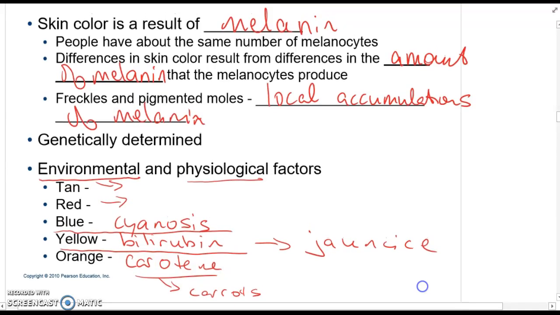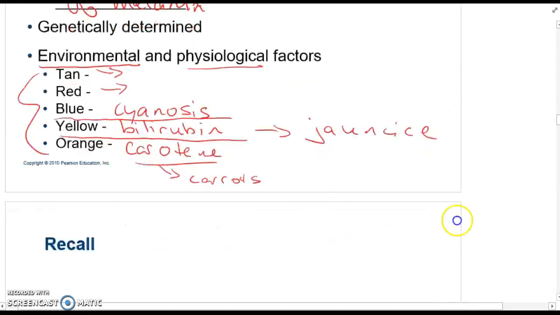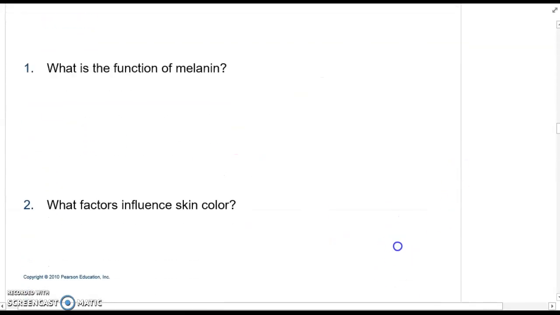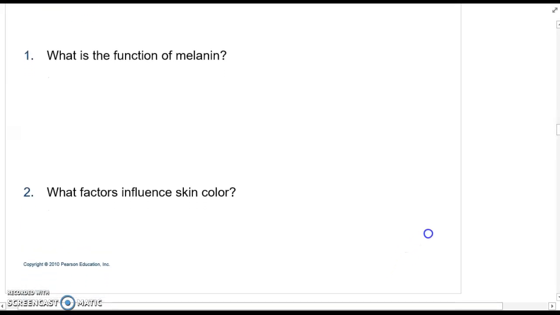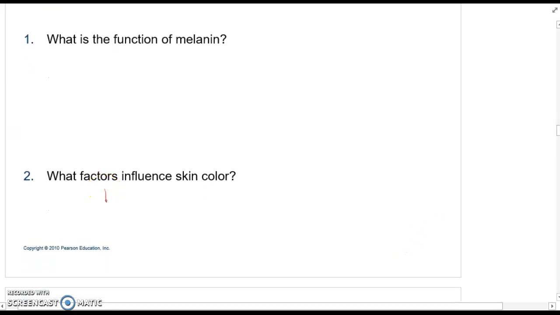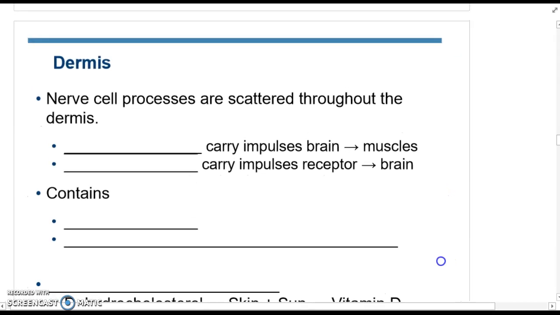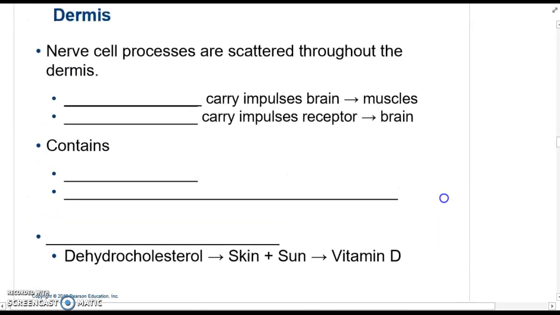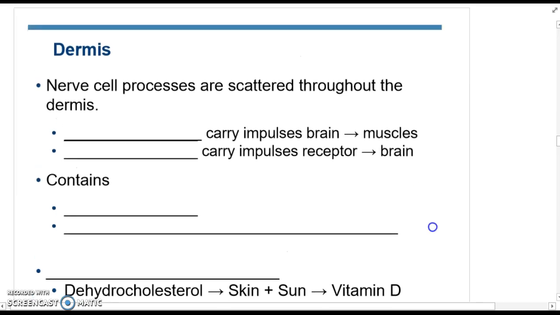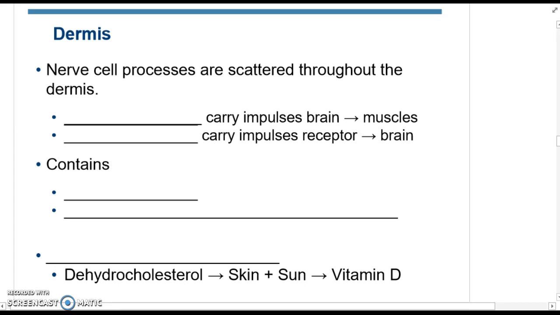So when you say skin color, there's a whole bunch of colors that go into your actual skin color. So the function of melanin is that's what actually gives skin color. And remember, there are environmental factors, genetic factors, physiological factors, but think back to that TED Ed talk that you should have watched. And that's kind of the basic information that you need to know about melanin and skin color. So we're going to get to the dermis, but I think I'll go ahead and stop now. So make sure you have all those notes, and then we'll continue with the next video.